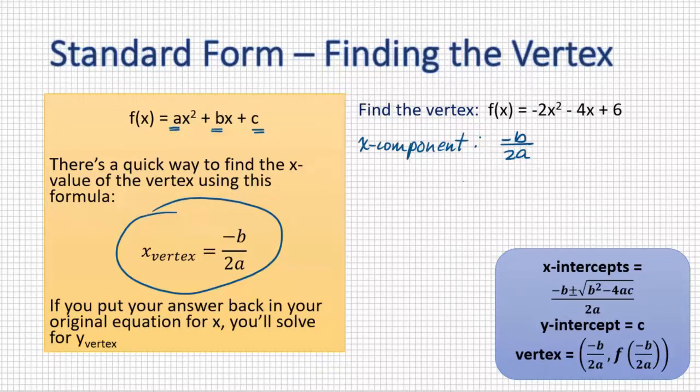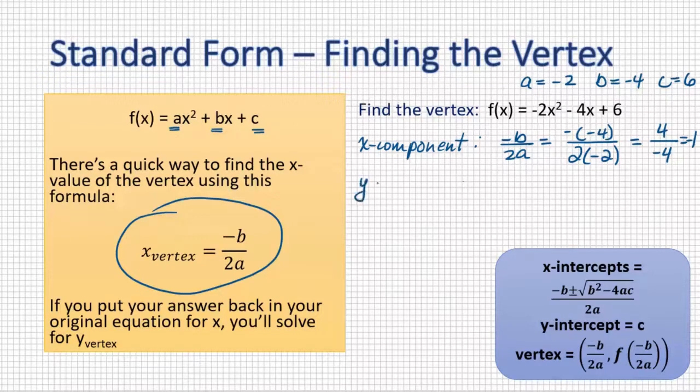For our equation, f(x) is equal to negative 2x squared minus 4x plus 6, the coefficient of the x squared term, or a, is negative 2. The coefficient of the x term, or b, is negative 4, and our constant, or c, is positive 6. So negative b over 2a in our case is negative 4 divided by 2 times negative 2. That leaves us with a positive 4 in the numerator and a negative 4, which gives us negative 1.